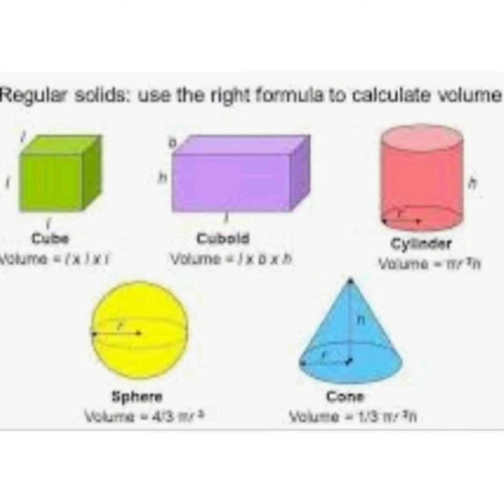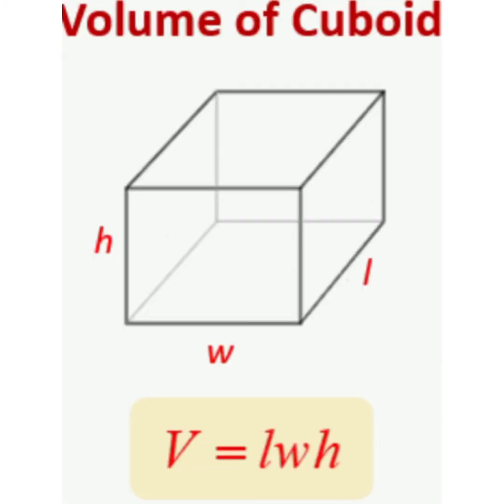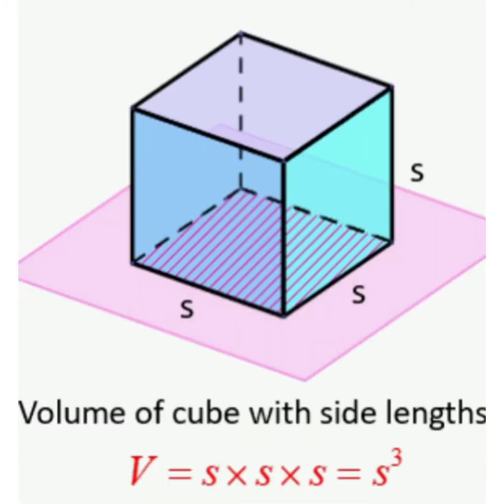Now, we can see the formula for the volume of regular solids. The formula for volume of a cuboid is length into breadth into height, or length into width into height. The formula for volume of a cube is S into S into S, that means S cube. S is the side of the cube.